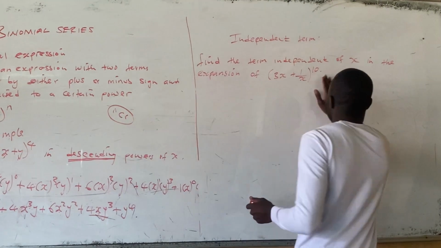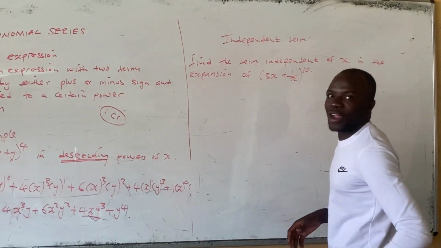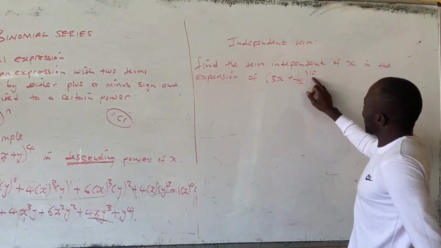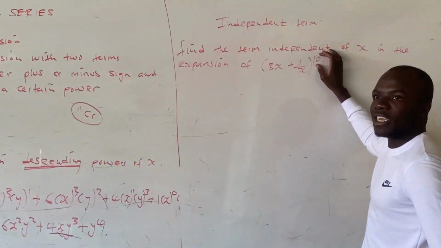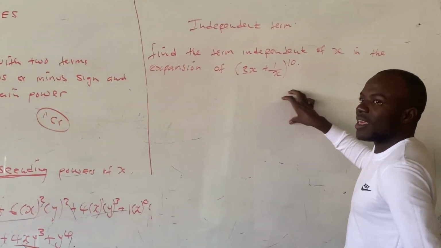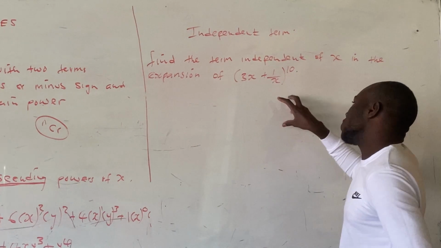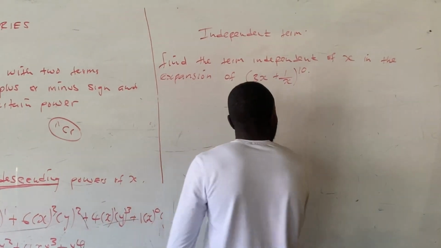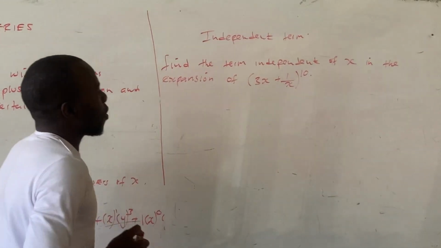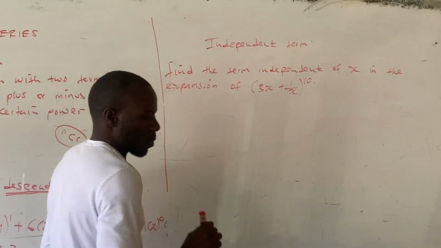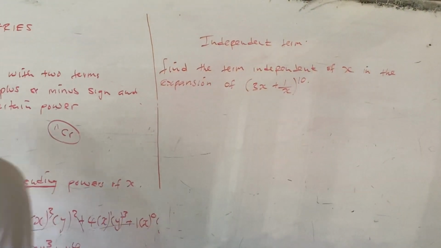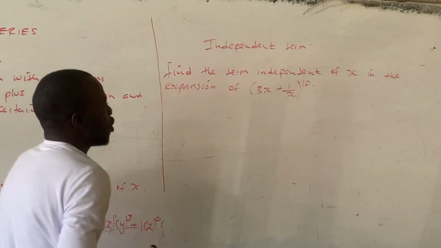Now you don't have to imagine the work you would have to do there. You expand this one since it has a power of 10, so meaning you need to get 11 terms. Then you choose which one doesn't have x. You don't have to do that. So what we are going to do here is this.